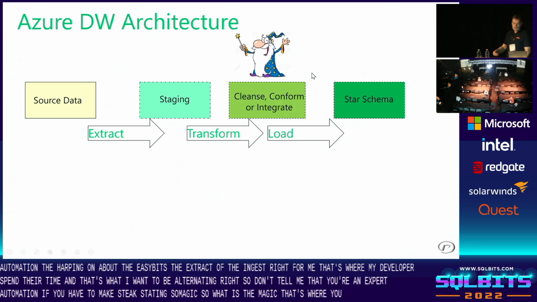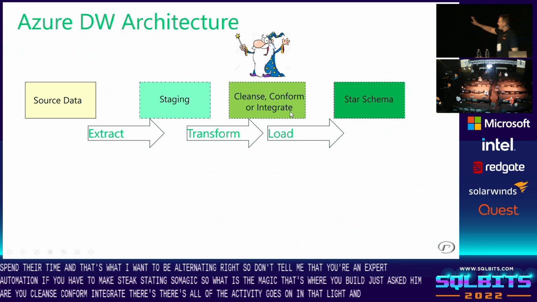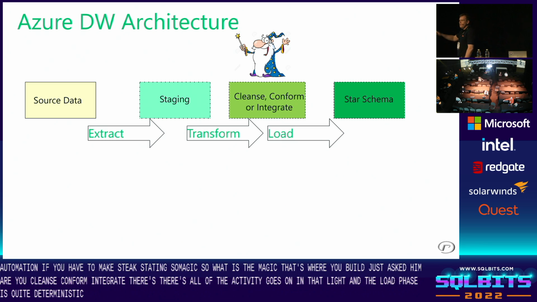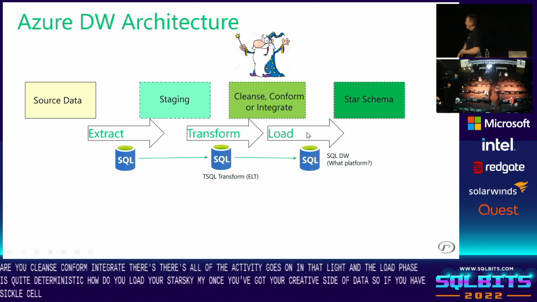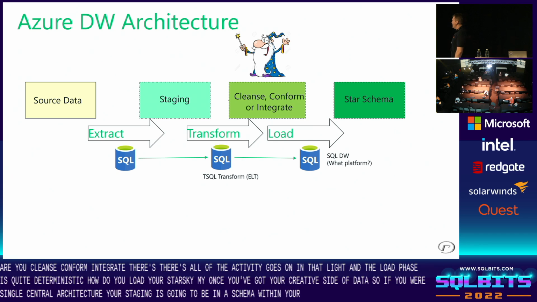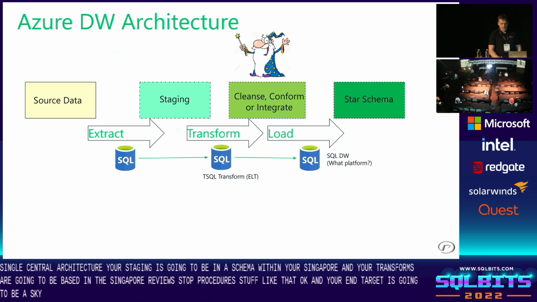That's where you build your star schema, you cleanse, conform, integrate. All of your activity goes on in that. And the load phase is quite deterministic: how do you load your star schema once you've got your curated set of data? If you're a SQL-centric architecture, your staging is going to be in a schema within your dedicated SQL pool, and your transforms are going to be based in the SQL pool. Views, stored procedures, stuff like that, okay? And your end target is going to be a schema in the SQL pool as well.